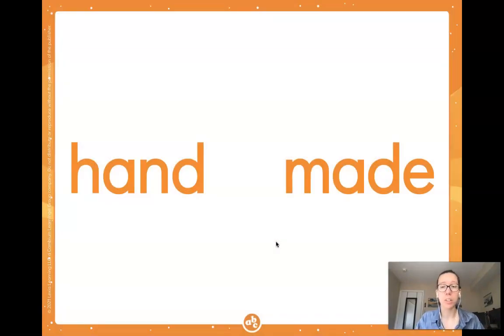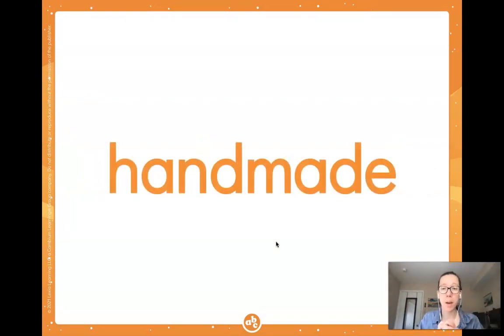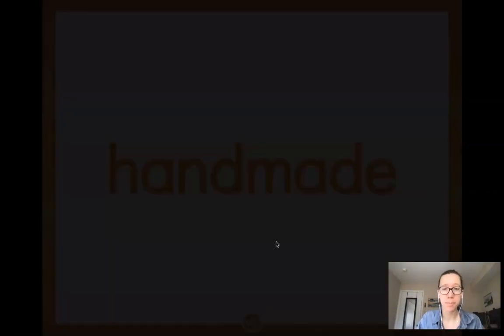Let's look at these words as we put them together. So we have hand and we have made. Then we can put them together to make the compound word handmade. If something is handmade, that means that it's made by hand. So a lot of the times these compound words mean exactly what you think they will. We're taking two words that can work together to mean something similar, but a new word altogether.